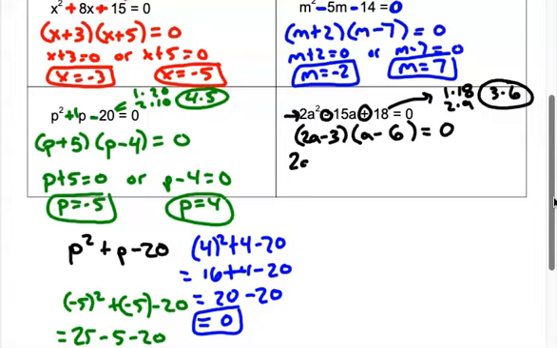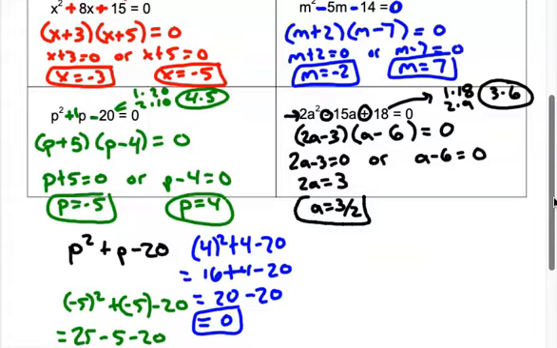So now I'm solving either 2a minus 3 equals 0 or a minus 6 equals 0. Okay, on the left, we add 3 to both sides, and we divide by 2. You can leave it as a fraction if you want, or you could write that as 1.5. On the right, all we need to do is add 6 to both sides, so a is 6. And again, we could go plug those in, and it would prove it to you that those are the answers.